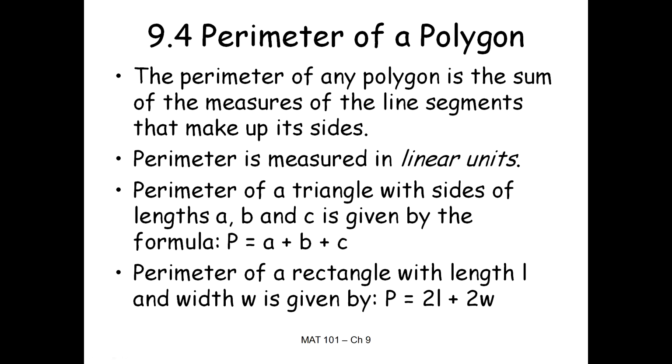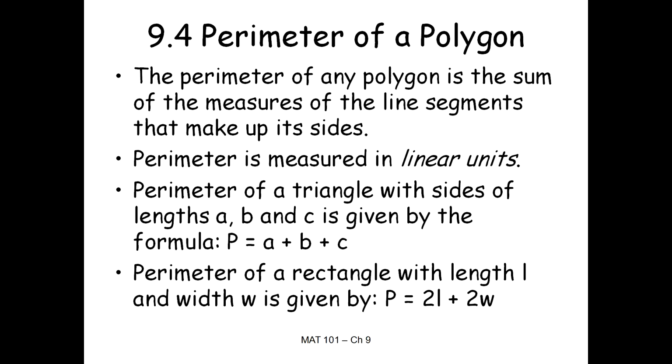So section 9.3 talks about those triangles, similarity, and congruent triangles. And section 9.4 goes into perimeter, area, and circumference. Now, a polygon is a geometric shape that has multiple sides, from 3 or more.